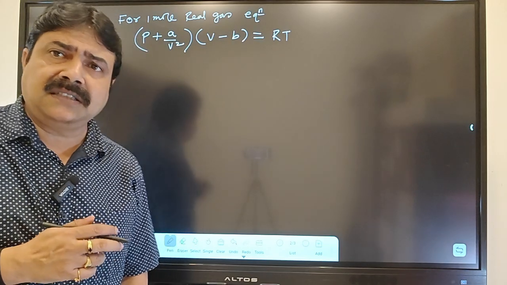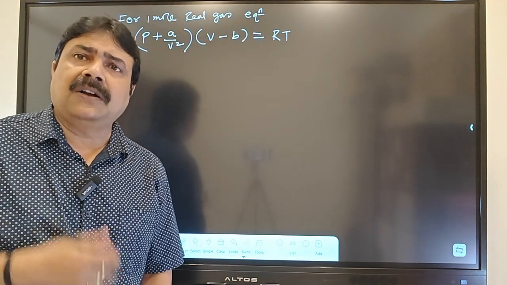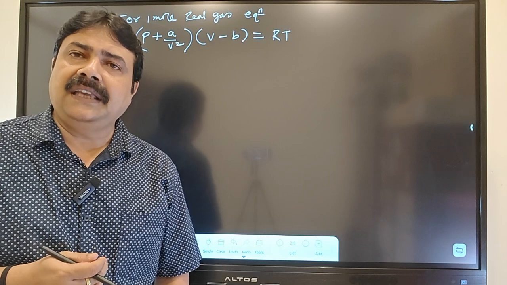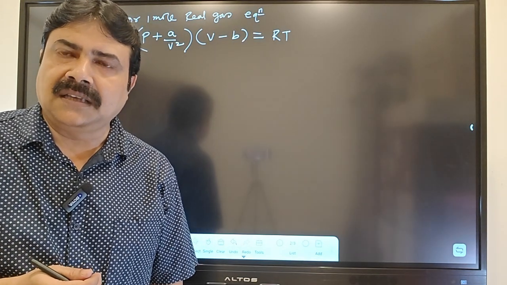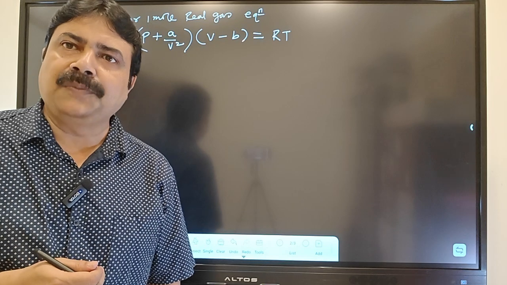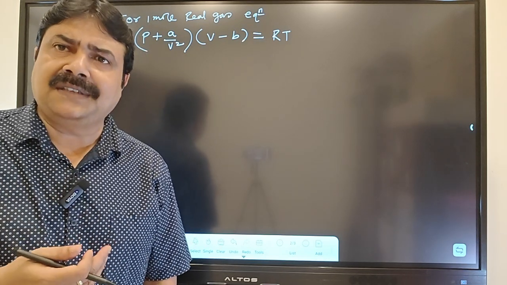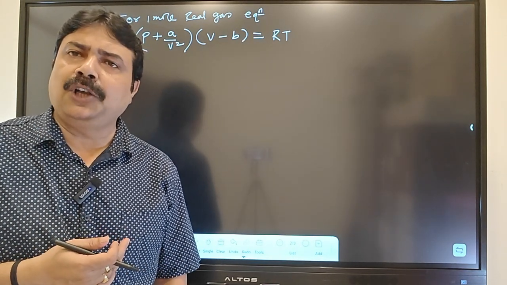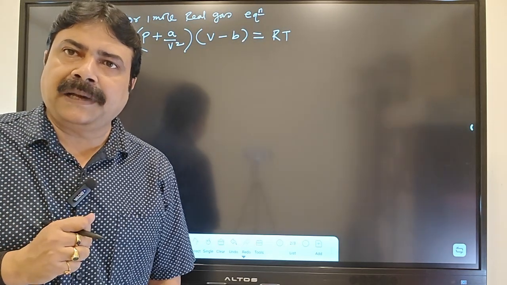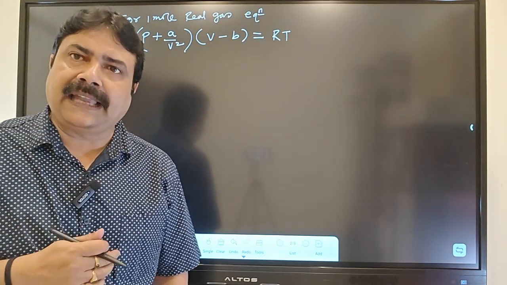Why is there a pressure correction? Briefly I am telling, because in the case of ideal gas we consider that there is no force of attraction or repulsion between the gas molecules, and the volume of the gas molecules is negligible, so the volume of the container is taken as the volume of the gas. This is the ideal gas situation as per the kinetic theory of gases.